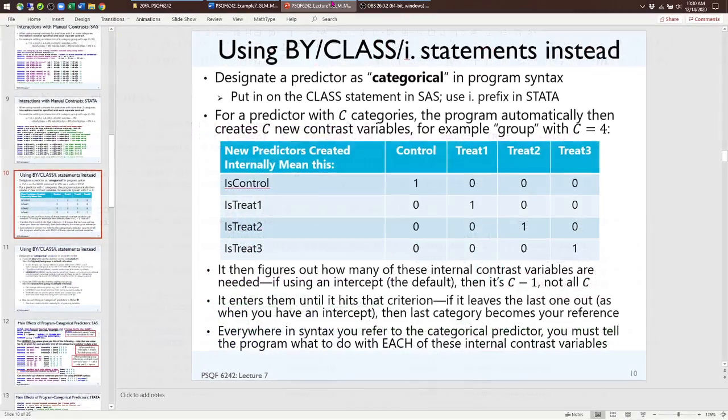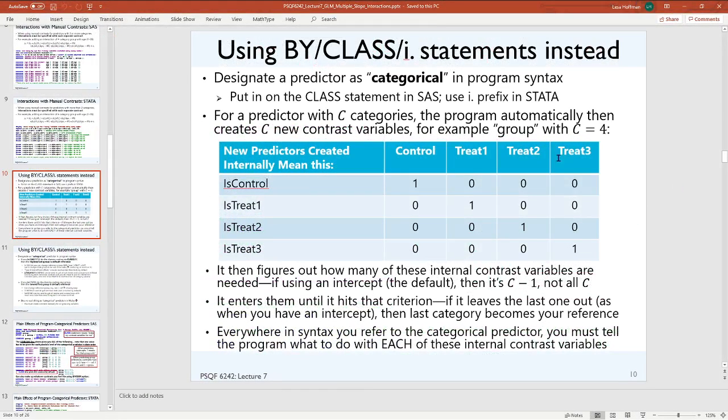So let me flip back to lecture 7 for just a second and remind you of what is happening internally. So this is an example on this slide of a 4-group variable. When you use the class statement in SAS or the i. prefix in Stata, what's going on internally is that it is creating new dummy-coded variables, one for each possible category. So in this example, I have created the names that would go with what these would be interpreted as. But the key here is that there's as many of these internal contrast variables as there are groups. And you can't have all of them in the model if you have a fixed intercept because one is redundant. So the question is which gets left out.